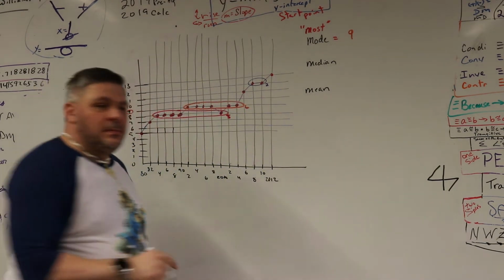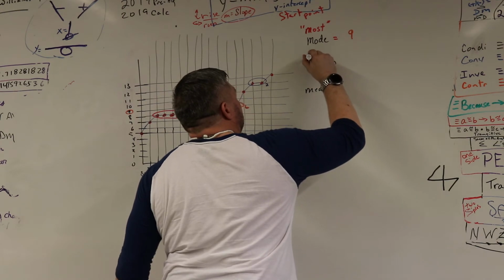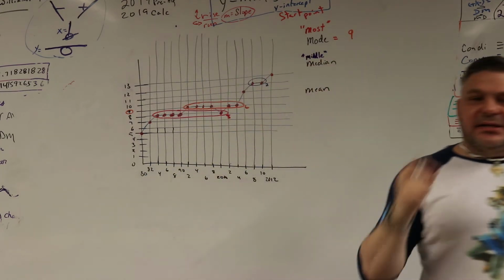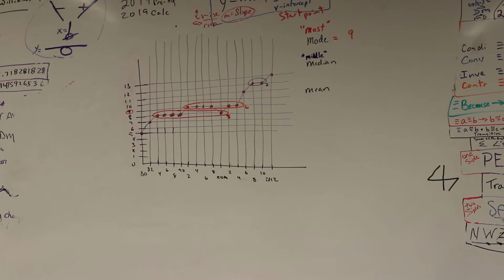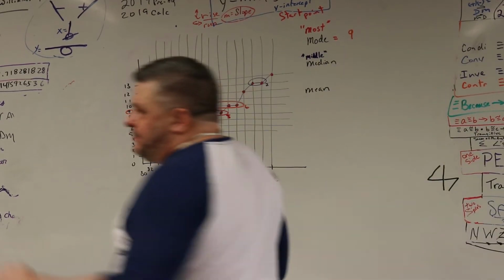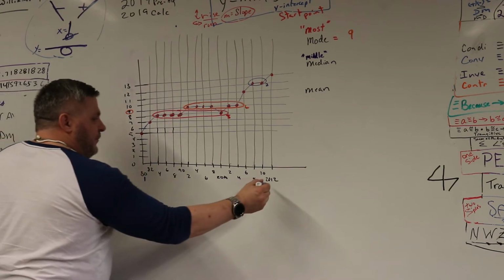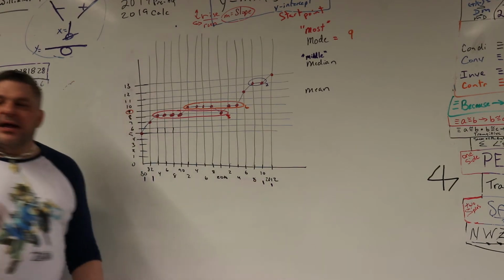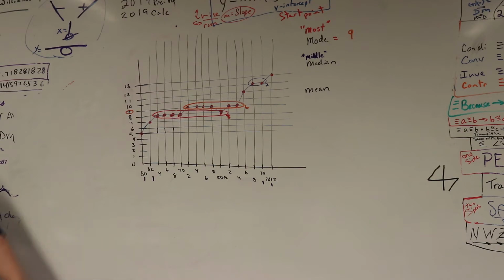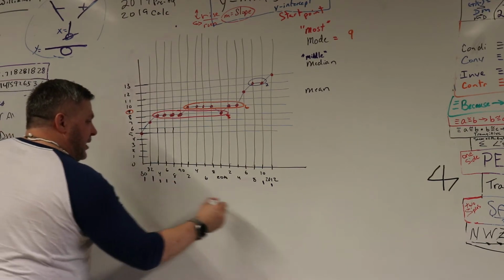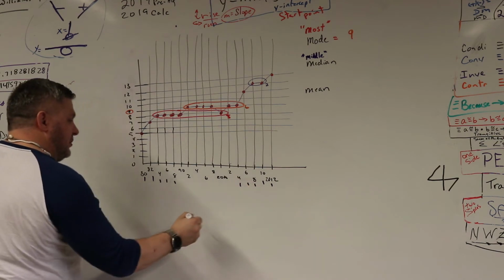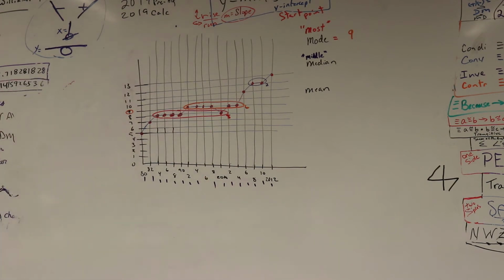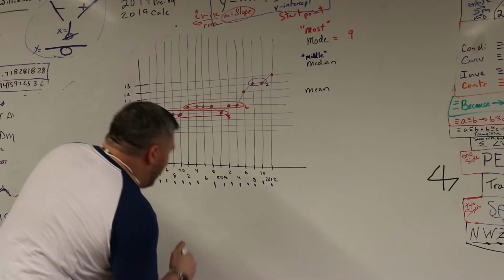Median. The median is the middle. Okay? The median is the middle. Right, Chad? So the middle, think about this, Malia. We got one here, one here. One here. One here. Now I could keep doing that, or I could go a little bit faster. 1, 2, 3. 1, 2, 3. 1, 2, 3. 1, 2, 3.